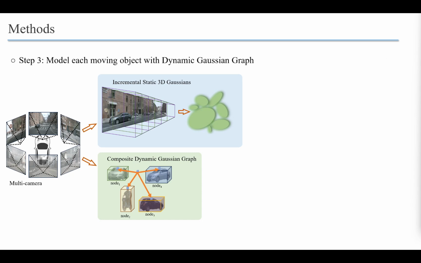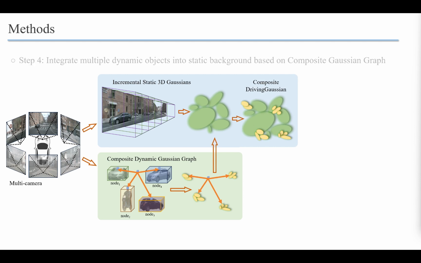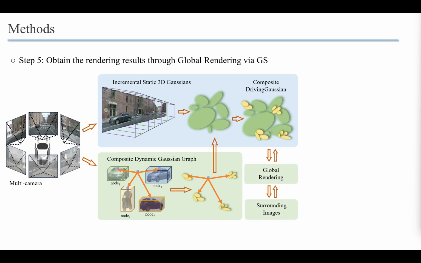A composite dynamic Gaussian graph is proposed to handle multiple moving objects, individually reconstructing each object and restoring their accurate positions in the driving scenes. The final rendering results are achieved through global rendering via Gaussian splatting.